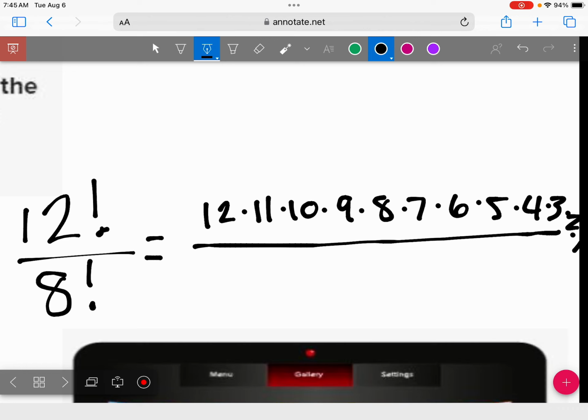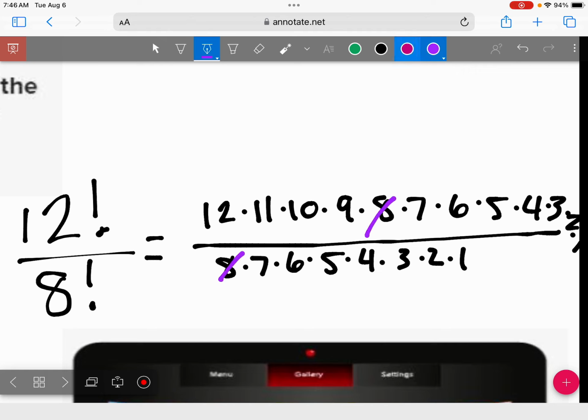Well, if we look, if I just block this, that part is 8 factorial. 8 times 7 times 6 times 5 times 4 times 3 times 2 times 1. So when I have that 8 factorial on the bottom, my 8 times 7 times 6 times 5 times 4 times 3 times 2 times 1, we're going to start being able to cancel some stuff out.